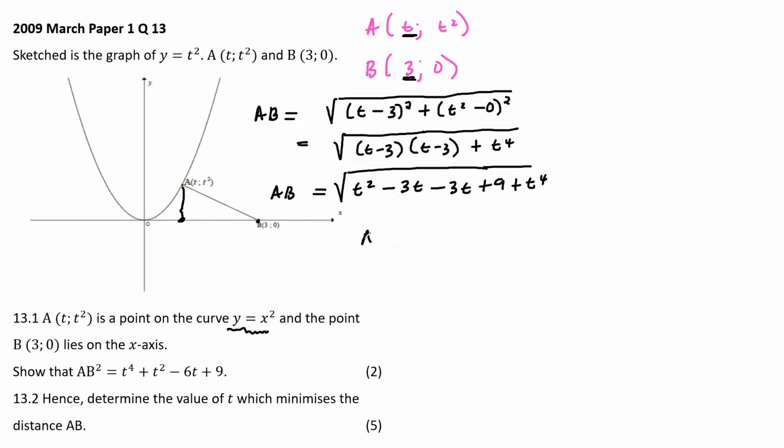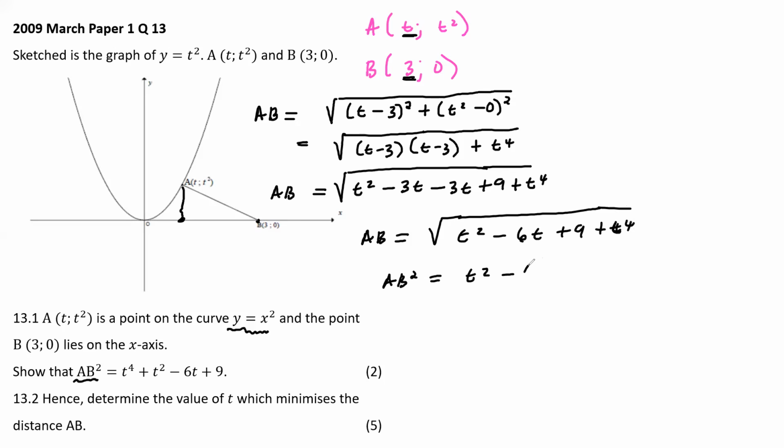But then we can continue old school. AB becomes the root of t squared minus 6t plus 9 plus t to the power of 4. But I'm looking for AB squared, so let me square both sides. Then AB squared is t squared minus 6t plus 9 plus t to the power of 4. Then I rearrange, start with t to the power of 4, plus t squared as they wanted, minus 6t as they wanted, plus 9.